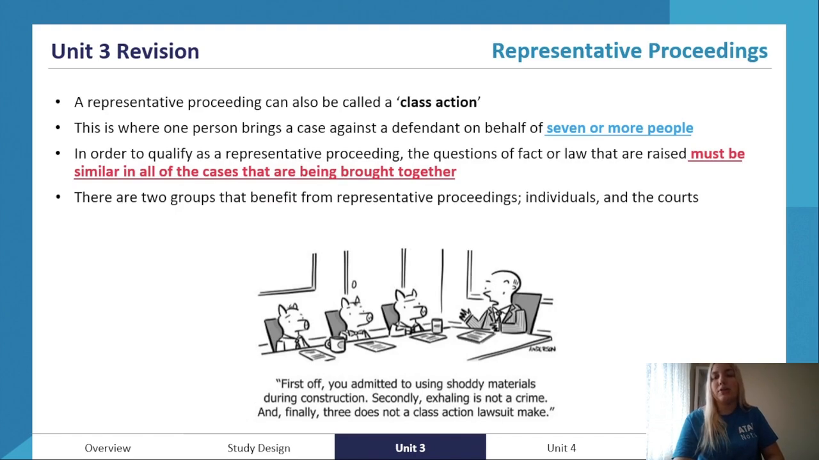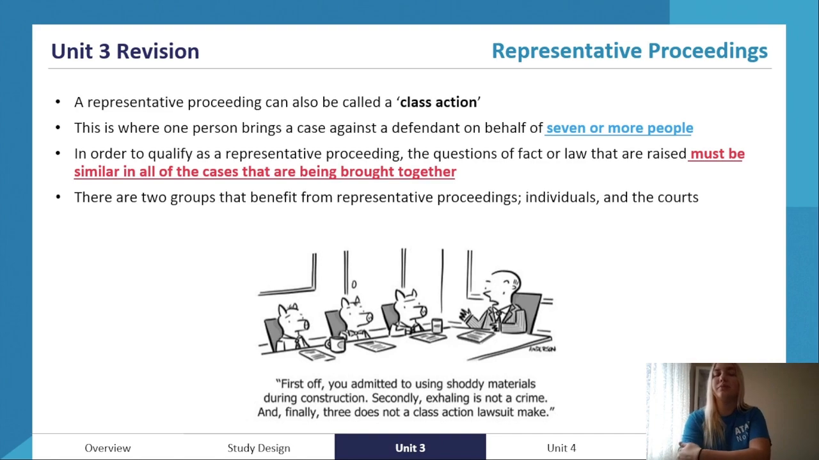The other concept you need to know about is representative proceedings or class actions that occur within the civil justice system. This refers to a case being brought by 7 or more people, but there must be at least 7. Make sure you remember that. That's very important for questions. And it is brought on behalf of really one plaintiff, referred to as the lead plaintiff.